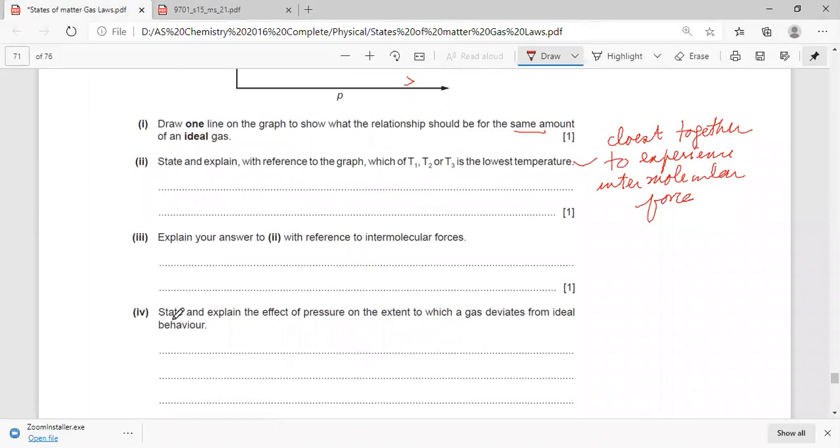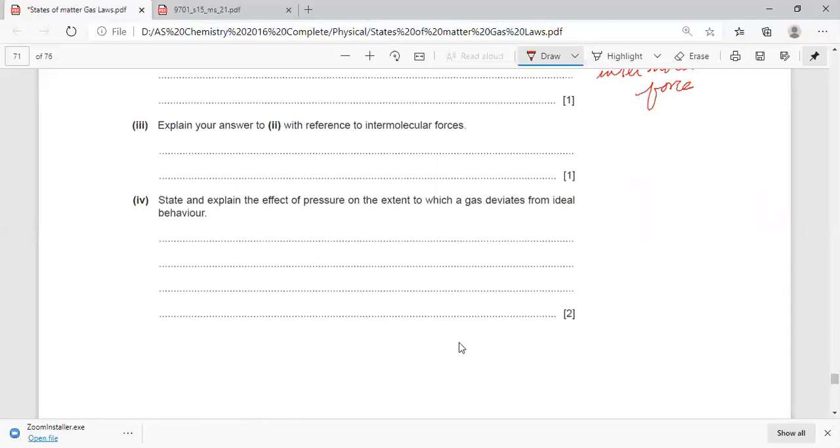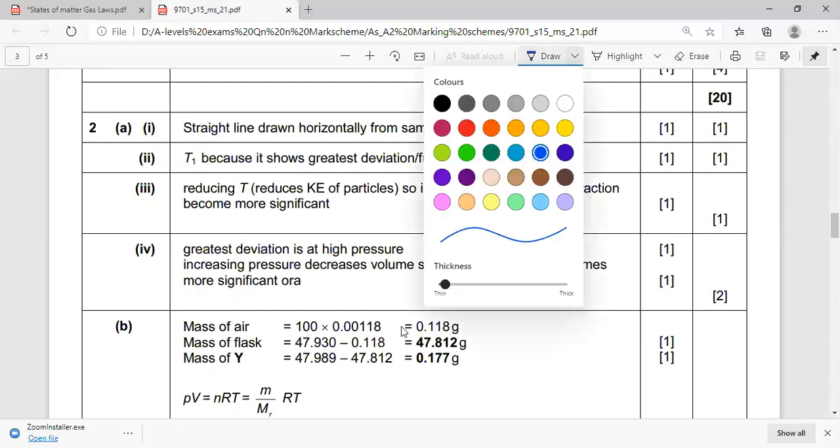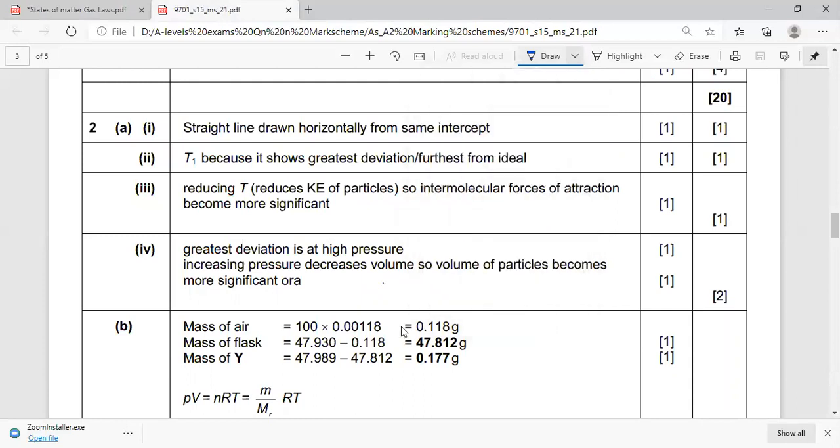Okay, now last one here. State and explain the effect of pressure on the extent to which the gas deviates from ideal. Okay, but pressure, I told you. Now, here got 2 marks, I think. Yeah. So how does pressure affect the gas from deviating? Same thing. Okay, so pressure, now here, you can see they talk about only one, no? So greatest deviation at high pressure, you must say that. Okay, they give mark for that, all right? So it says greatest deviation is at high pressure.